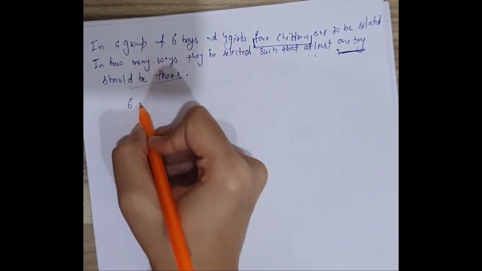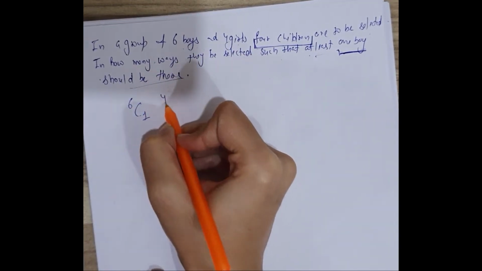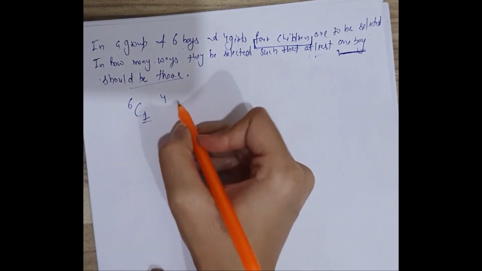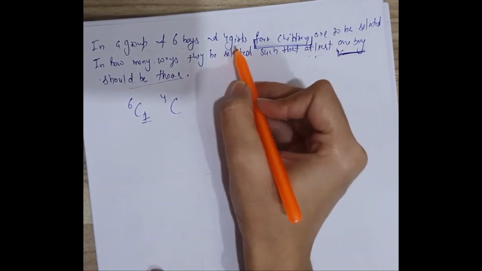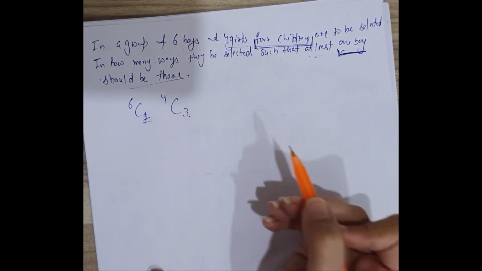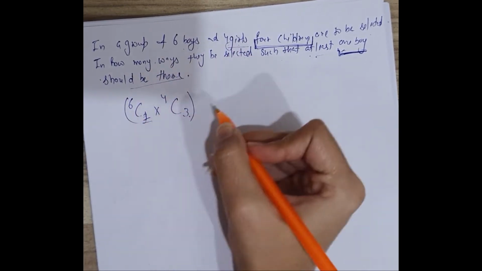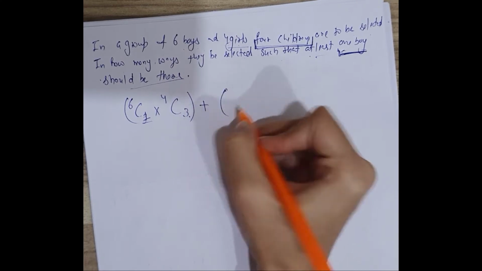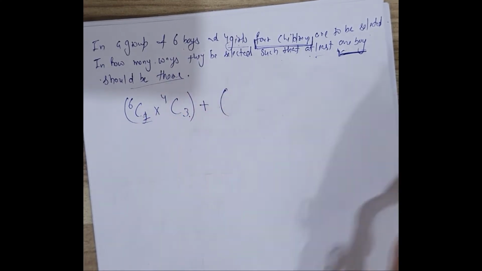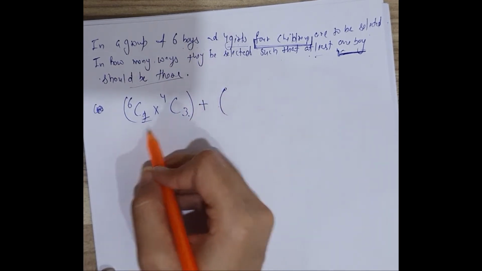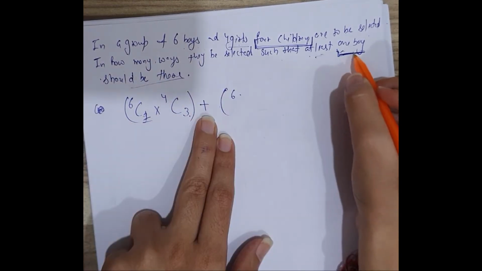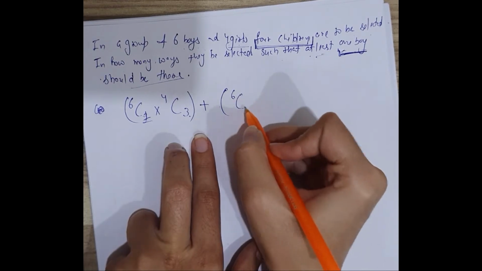That is 6C1 into 4C3. If one boy is there, we have to complete 4 children. If we take one boy, then 3 girls we have to take, plus the first case. Second case will be, you can do it in cases and then add the cases, or you can do it directly. At least one boy or more boys can be there.